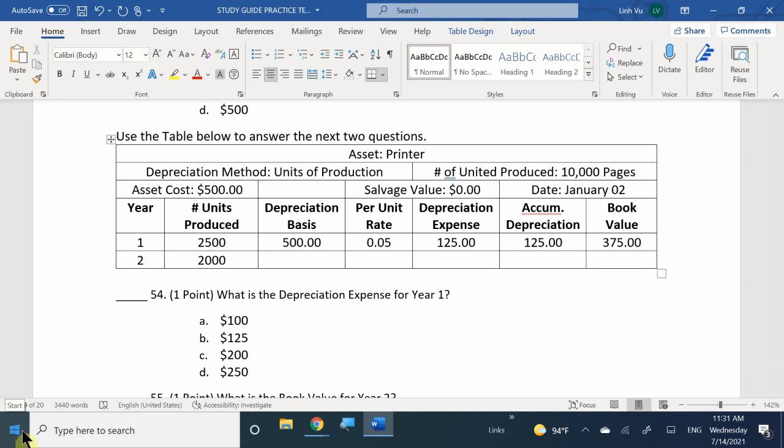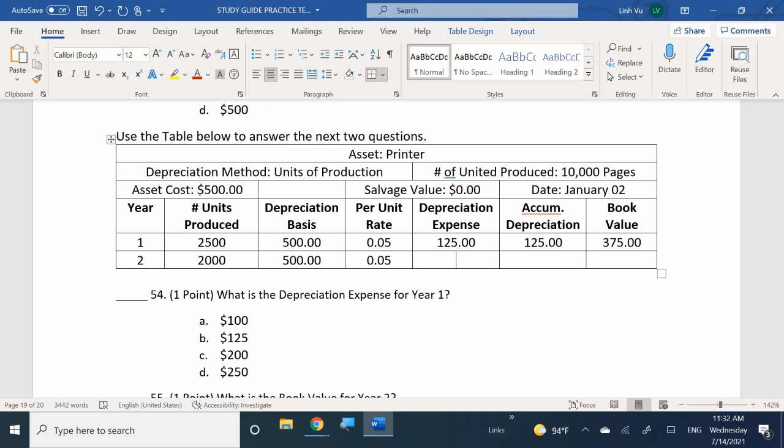All right. Let's go ahead and continue filling this out. So what's my depreciation basis going to be for year 2? Same 500. It's going to stay the same, 500. What about my rate? Stays the same also.